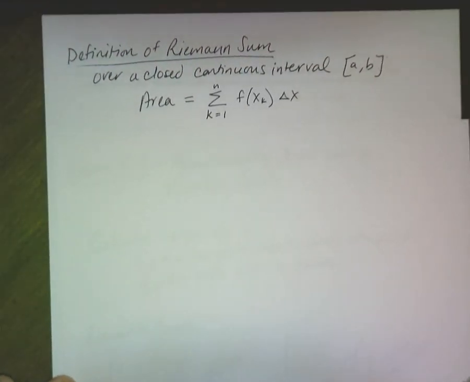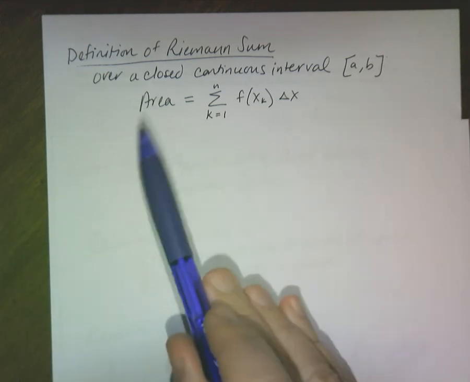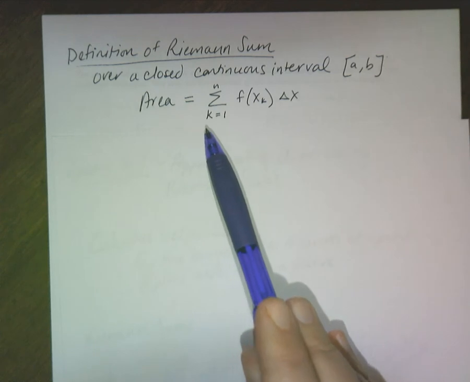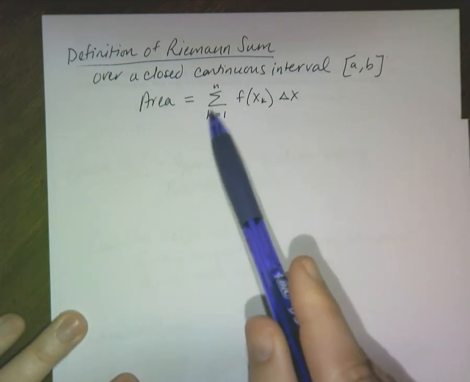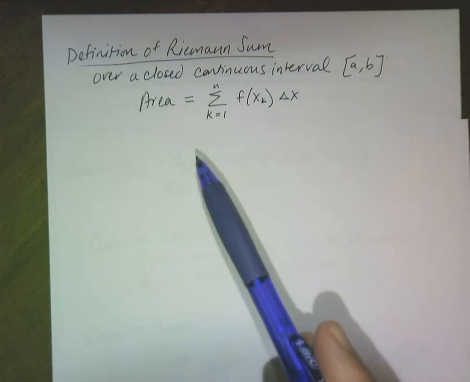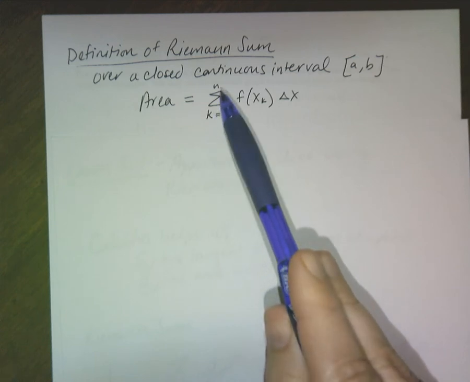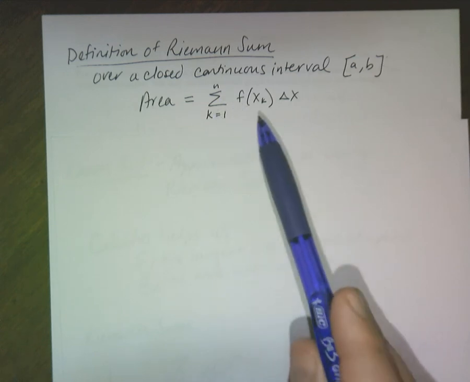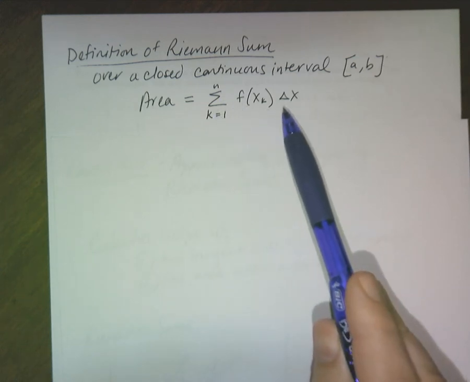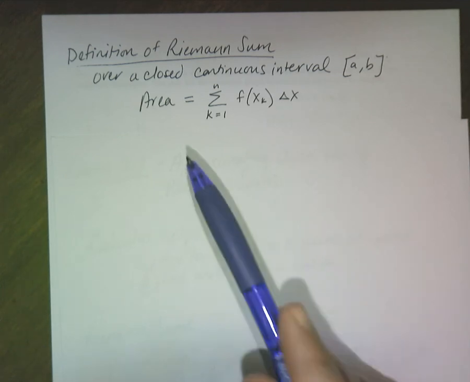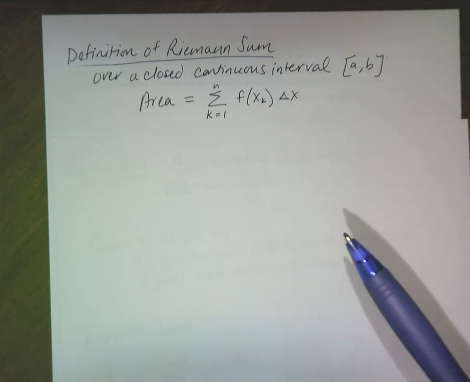So what does that mean? So let's take a definition for Riemann's sum. Over a closed continuous interval [a, b], your area is equal to, this is sigma notation, the sum from k equals 1 to n of f of x sub k times delta x. Crazy notation. What does it mean?